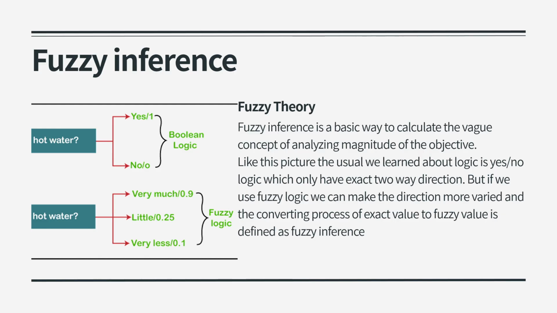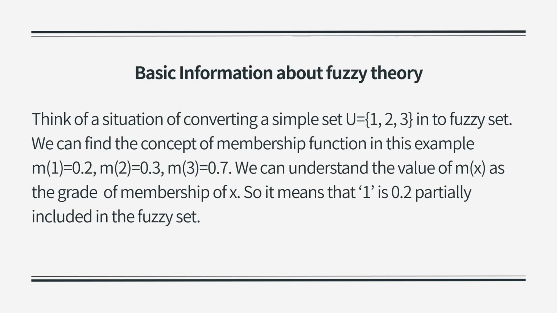For example, if we consider a simple whole set U equals 1, 2 and 3, we can represent it as a fuzzy set with membership values, which is M1 equals 20%, M2 equals 30%, and M3 equals 70%. These values indicate the degree to which each element belongs to the fuzzy set, offering a more flexible way to model real-world problems. So, the function means that number 1 is 20% partially included in the fuzzy set.